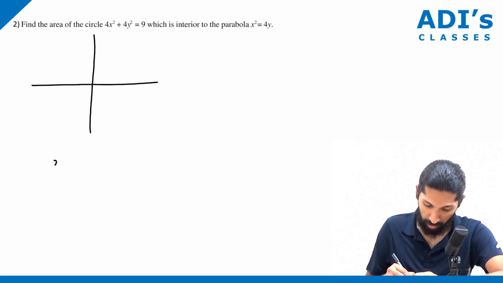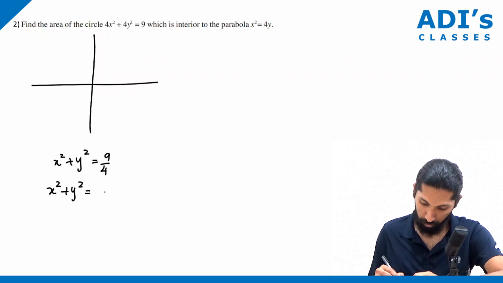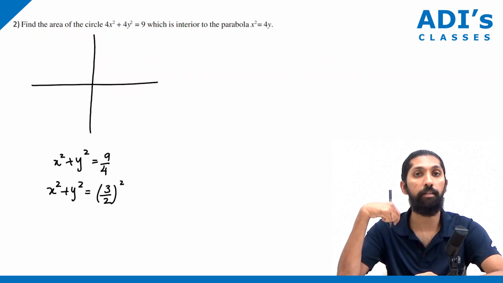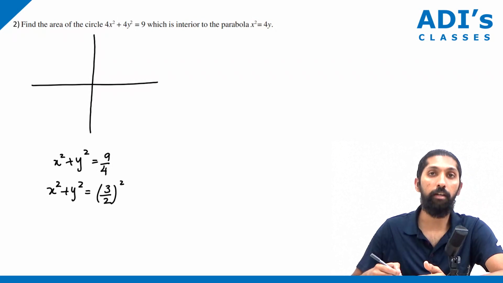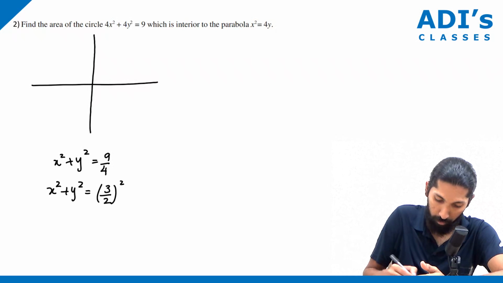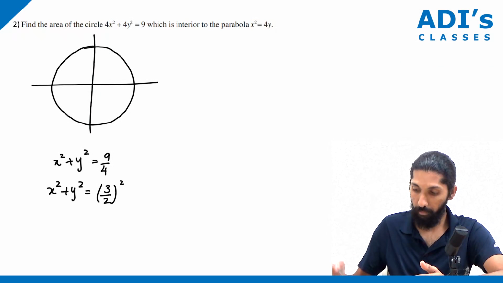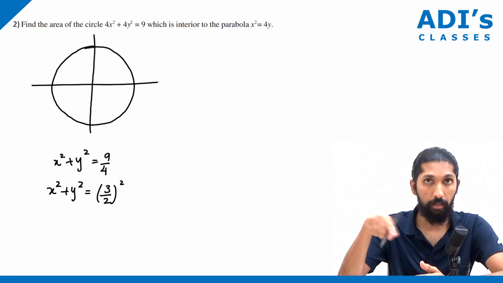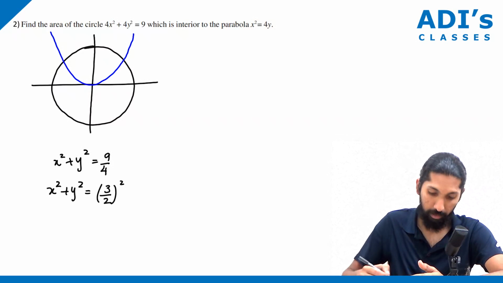Let's make it as x square plus y square is equal to 9 by 4, or x square plus y square is equal to 3 by 2 whole square. Because this is in a standard form, isn't it? X square plus y square is equal to a square. So now we can write a circle, something like this. Next we need to write a parabola. X square is equal to 4y, up opening. So we have to write x square is equal to 4y, something like this.